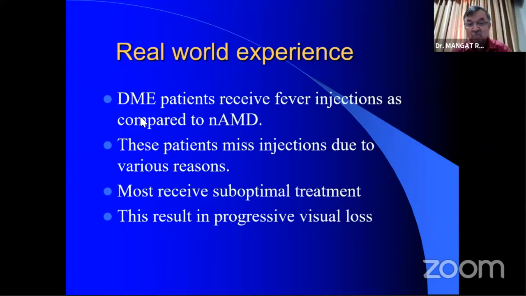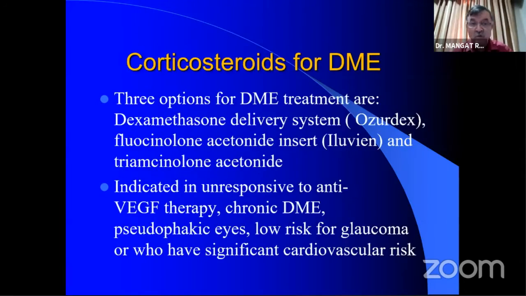So what is the real-world experience in these cases? The number of patients is so large, as diabetes is common. DME patients receive fewer injections as compared to neovascular AMD. That has been everybody's experience because they have multiple problems. These patients miss injections for various reasons, and most receive suboptimal treatment. That is how this results in progressive visual loss and suboptimal outcome.